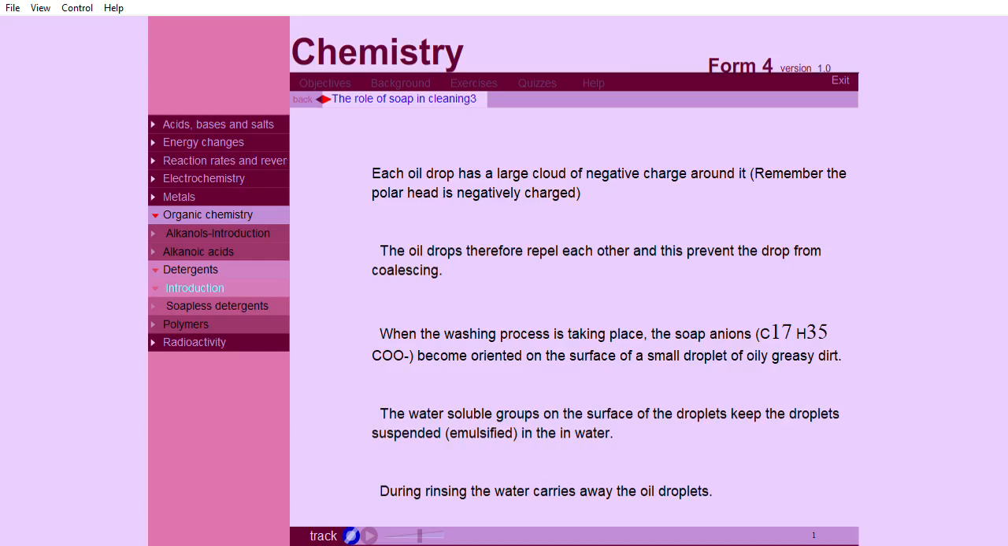C17H35COO- become oriented on the surface of a small droplet of oily, greasy dirt. The water-soluble groups on the surface of the droplets keep the droplets suspended or emulsified in the water. During rinsing, the water carries away the oil droplets. Note that the cleansing agent is water. Ordinary soap only helps the water to clean.